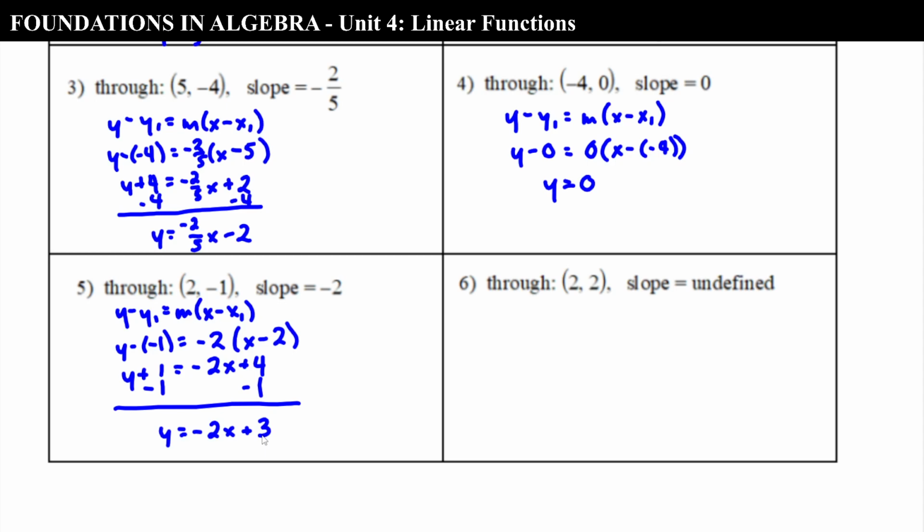Now, what if we have a slope that's undefined? Well, we're not necessarily going to use our slope equation, our point slope form, or our slope intercept form. We're going to use what we know about slope that's undefined. If slope is undefined, we know that our line is going to be vertical. So if our line is vertical, that means we're going to have x equals something. And all you have to do is look to your point that it goes through to see what x equals. And x equals 2.